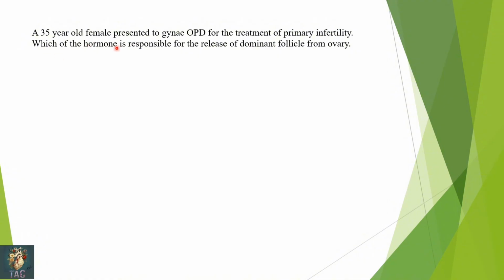A 35-year-old female presented to gynae OPD for the treatment of primary infertility. Which of the hormones is responsible for release of the dominant follicle from the ovary? It may be estrogen, FSH, HCG, LH, or progesterone. You all know very well that it is the luteinizing hormone which is responsible for release of the dominant follicle from the ovary.